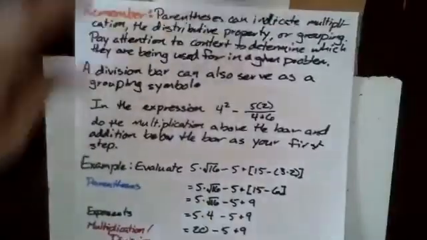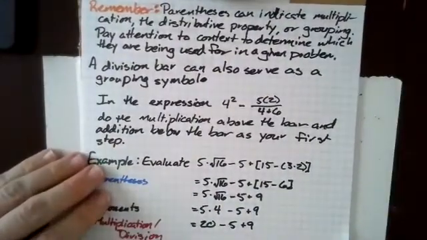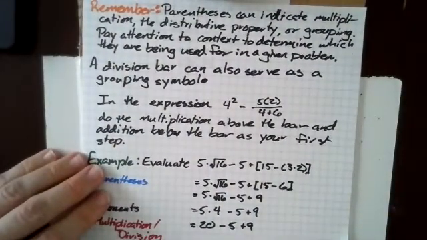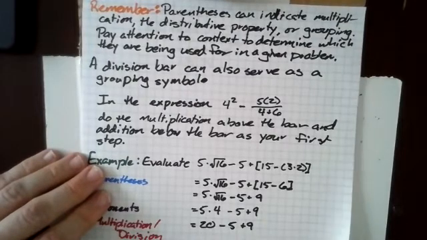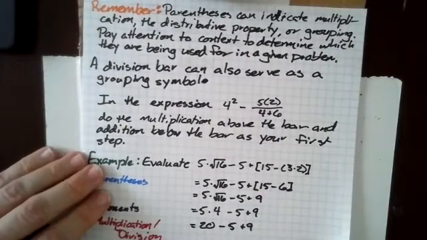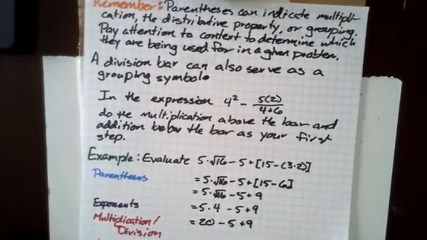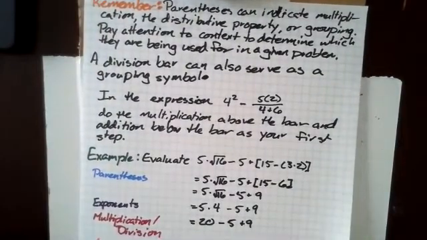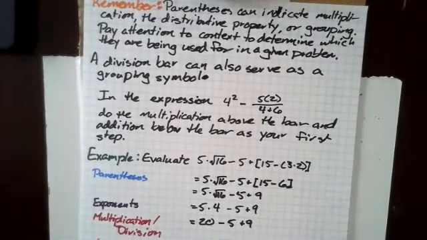Remember that parentheses can indicate multiplication, the distributive property, or grouping. Pay attention to context to determine which they are being used for in a given problem. A division bar can also serve as a grouping symbol. In the expression 4 squared minus 5 times 2 over 4 plus 6, do the multiplication above the bar and addition below the bar as your first step.